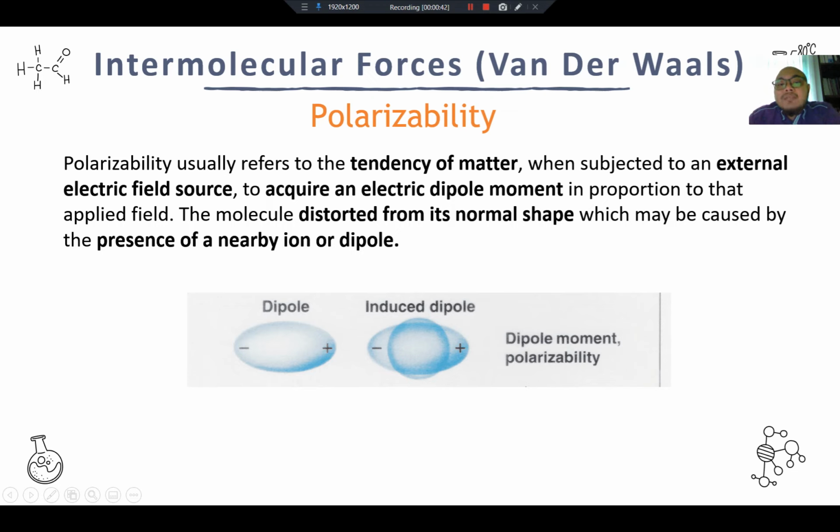Let's say you have a compound that is non-polar. When you have another source come to it, either an electrical field source or a polar molecule, when it comes closer, it can induce a dipole moment on this particular compound or molecule.